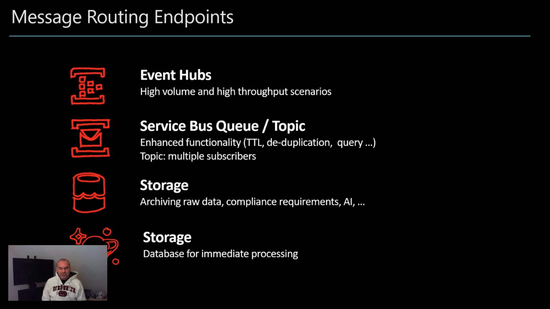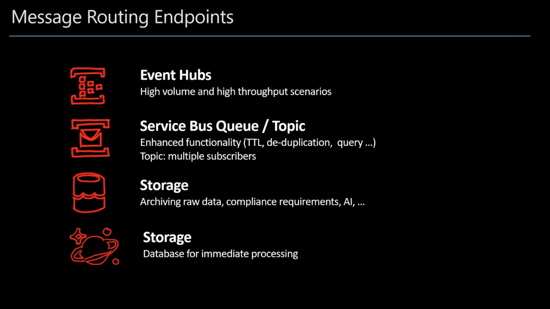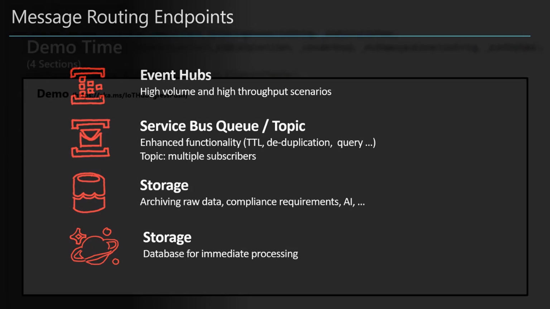And the fourth option that we have, which is currently in preview, is our Cosmos database, where we say all the messages are directly routed into a database for immediate processing. So, for example, if you have a dashboard and you want to have, I wouldn't call it near real time, but really something where you want to access data as it flows in, then you can route it to a Cosmos database for immediate processing.